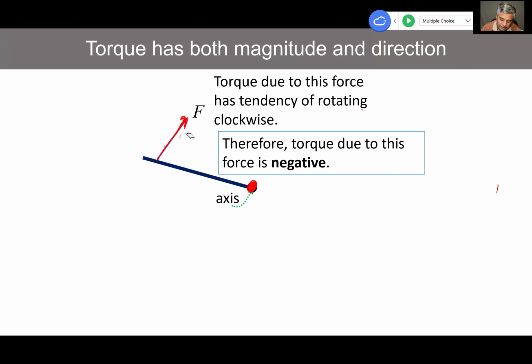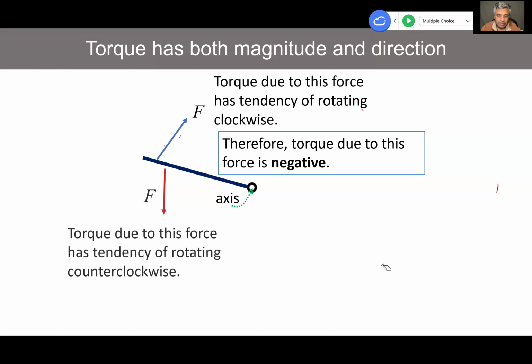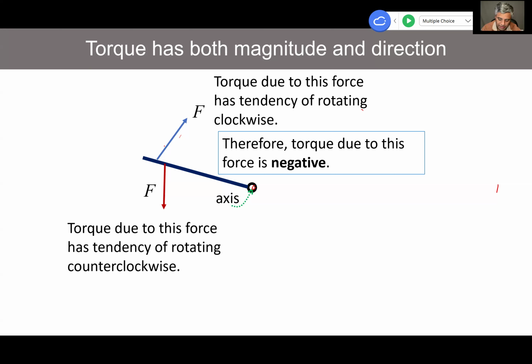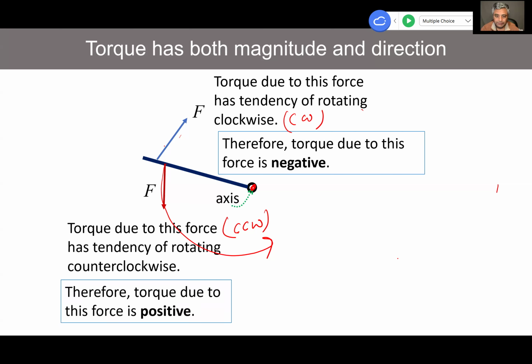And then let's say there is another force acting on this. It's pointing downward, and the axis is still there, which means it has a tendency of rotating this way. That means this is going to be counterclockwise. And by the way, clockwise in short is also written as CW, and counterclockwise, when that's the case, is positive. Okay?